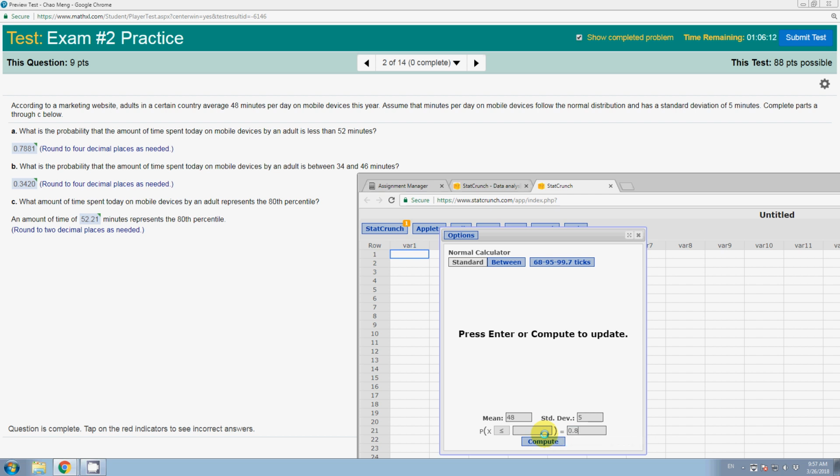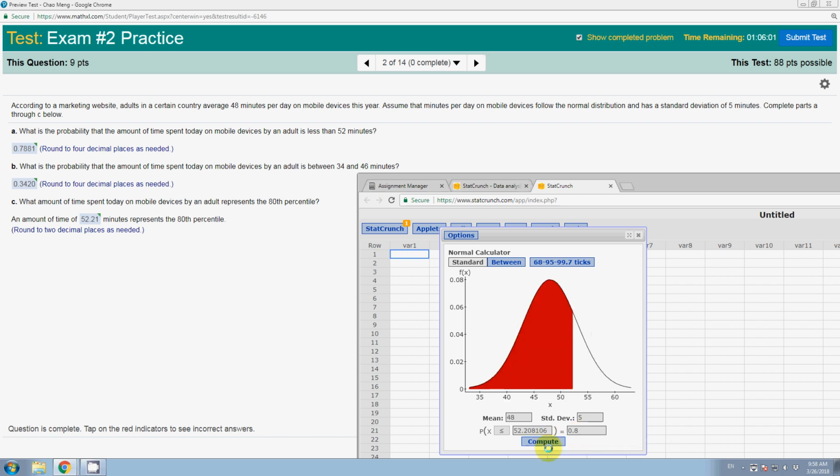so the corresponding probability is 80% or 0.8, and the percentile is this value, and we need to find this value. So let's leave this blank and put 0.8 there, 80%. Then let's click compute. Then we will have this percentile.